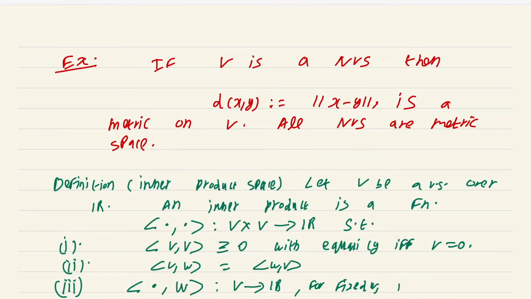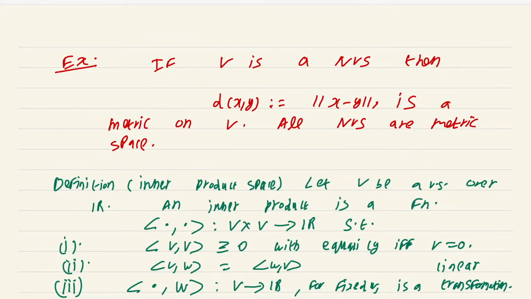This is a linear transformation. Let me just write it here. Linear transformation. So if you fix the second slot, plug in a particular vector W, then when you substitute V in the first slot, it becomes a linear mapping from V to R.